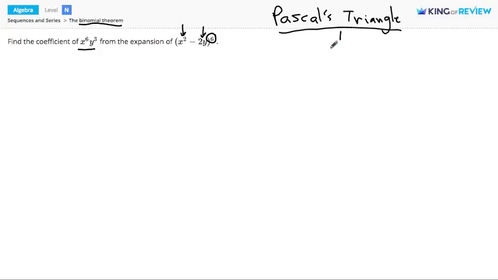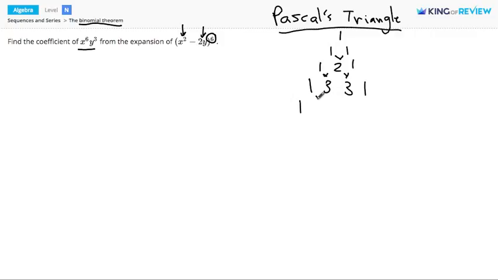I'm going to start with 3 ones, making a triangle already. Then for the third row of the triangle, I'll start and end with 1 again, but in the middle, I'm going to add up the two numbers above. 1 plus 1 is 2. I'll do the same thing on the next row. Start with 1. 1 plus 2 is 3. 2 plus 1 is 3. And end with 1.